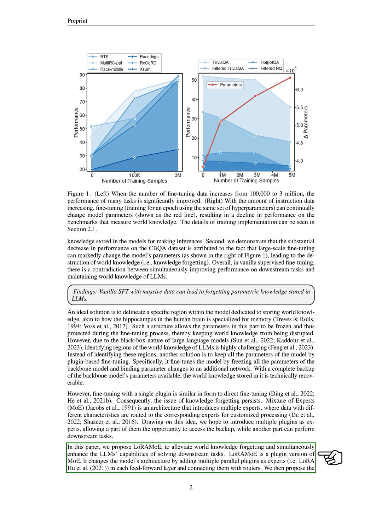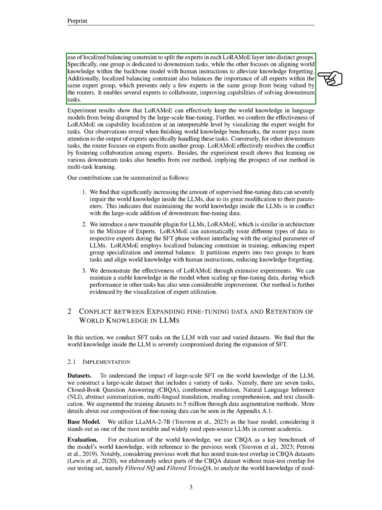LoRAMoE changes the model's architecture by adding multiple parallel plugins as experts in each feed-forward layer and connecting them with routers. We also propose using a localized balancing constraint to split the experts in each LoRAMoE layer into distinct groups. One group is dedicated to downstream tasks, while the other focuses on aligning world knowledge within the backbone model with human instructions to alleviate knowledge forgetting.